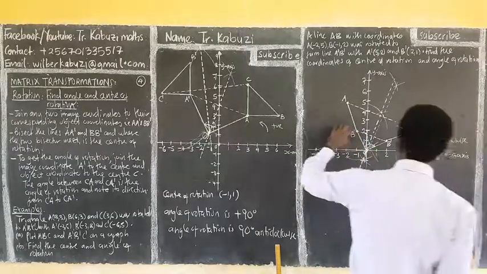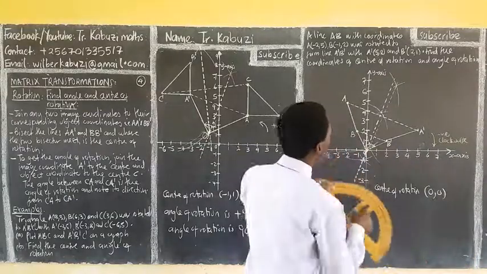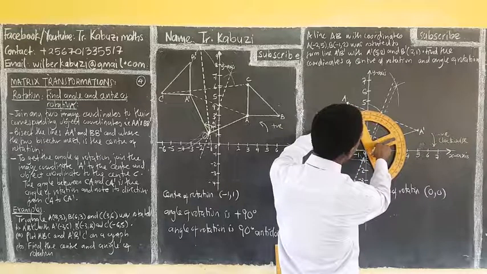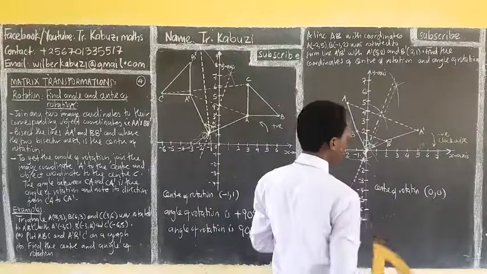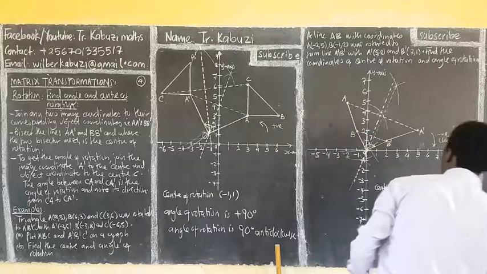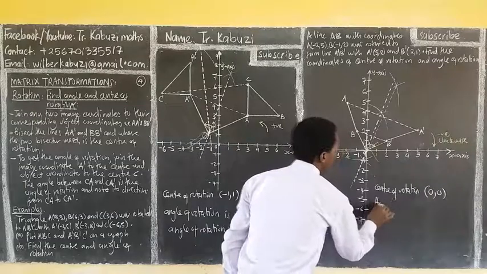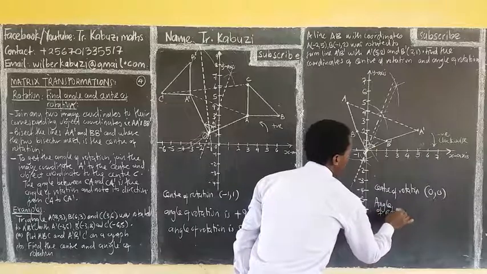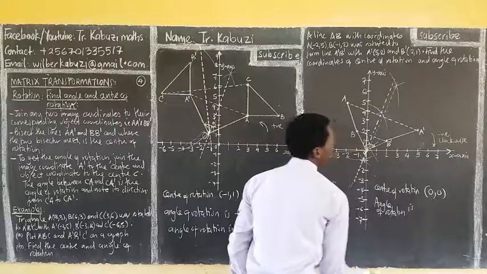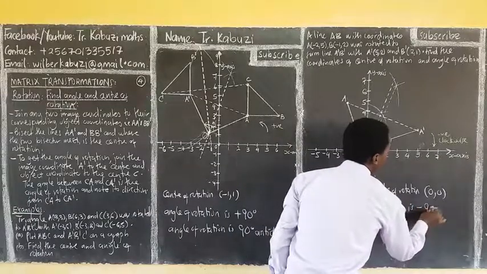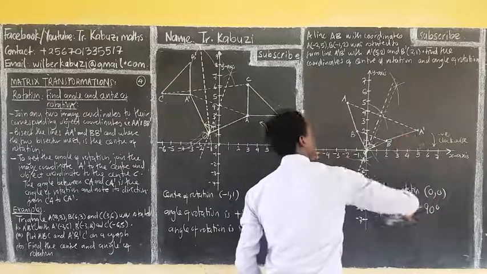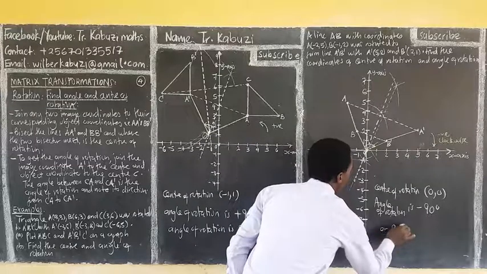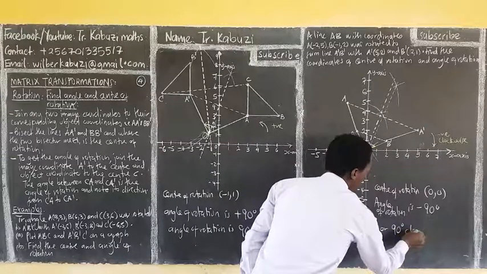Then after that, you come and you measure from the object to the center. So you measure like this, and you see it's going to be 90 degrees. So now you say the angle of rotation is negative 90 degrees. Why negative? Because we are moving clockwise. Or we say 90 degrees clockwise.